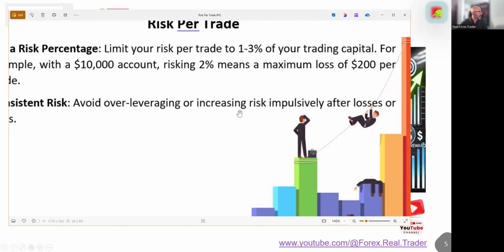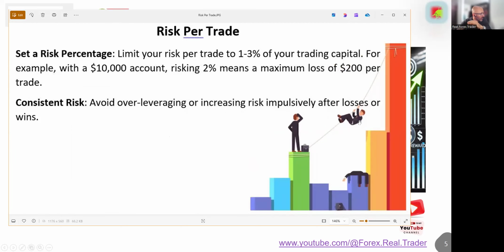Basically, the risk per trade, as you can see here, is the limit of risk that you have in every single execution that we have on the trade. For instance, as you can see here on the screen, the maximum that I must risk in a very responsible way with my account is 3% in every single trade. Let me show you how it works.